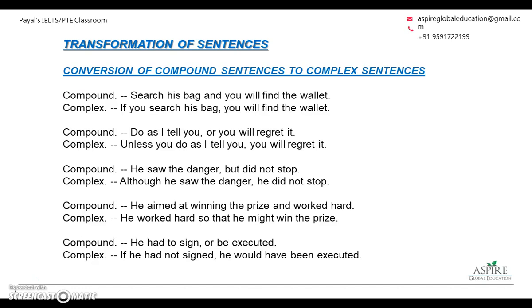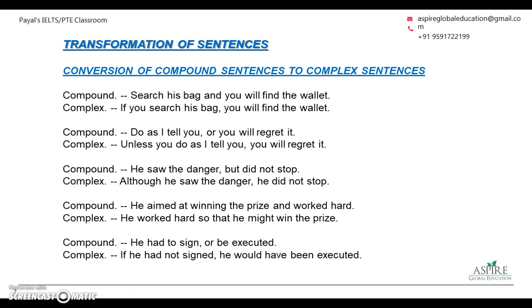Now let's try to convert a few compound sentences to complex sentences. Search his bag and you will find the wallet. So in this case we are using a coordinating conjunction and we are combining two different clauses, independent clauses. If you search his bag, you will find the wallet. To make it into complex, we made it a conditional sentence using an if.